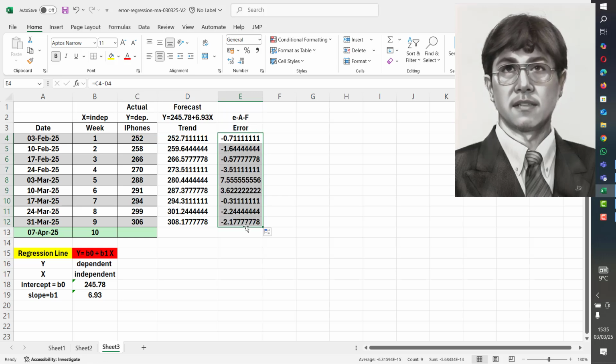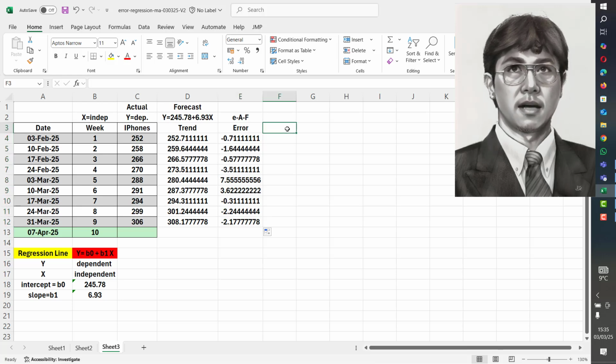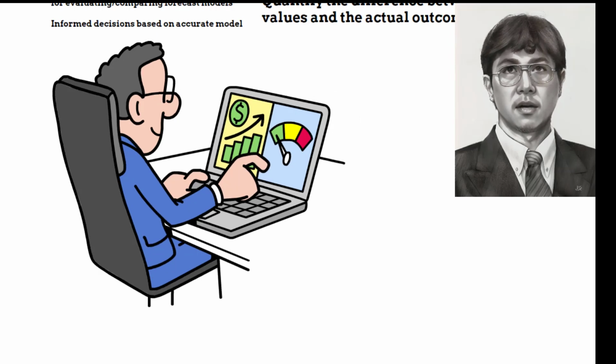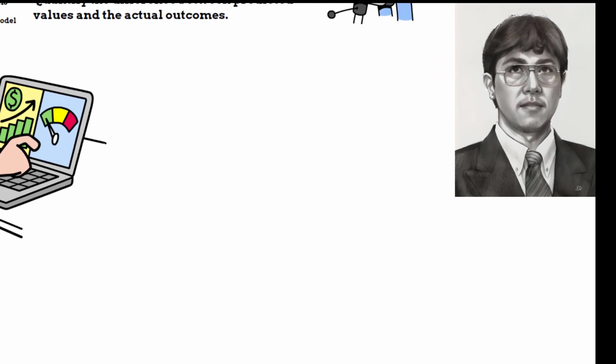We can gain insights by evaluating positive and negative errors. A positive error means the actual value was higher than our forecast, we underestimated. A negative error means the actual value was lower than our forecast, we overestimated. Analyzing these errors can reveal biases in our forecasting methods.